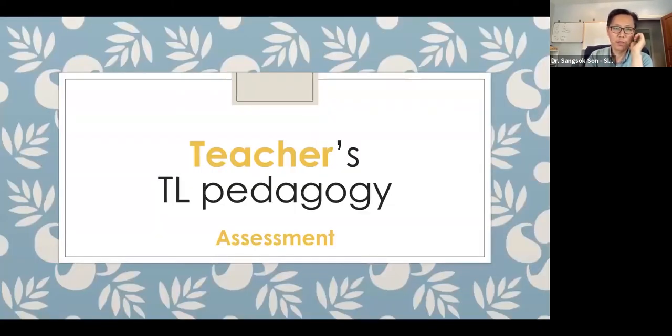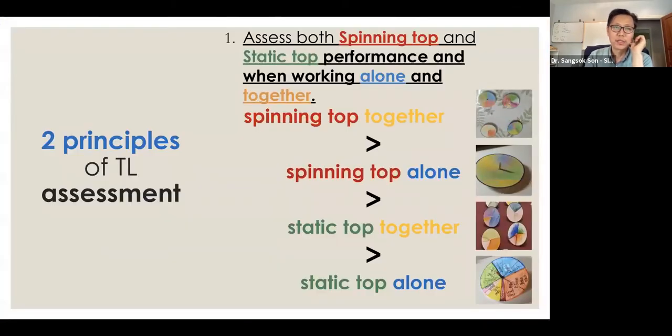Okay, now about the assessment. There are 2 principles of tier assessment. First, we need to assess their performance according to the 4 different stages of their performance. Okay, tier top. So assess both spinning top and static top performance, when they are working alone and together, because their performance level in each state is different. So the teacher needs to assess their performance differently.